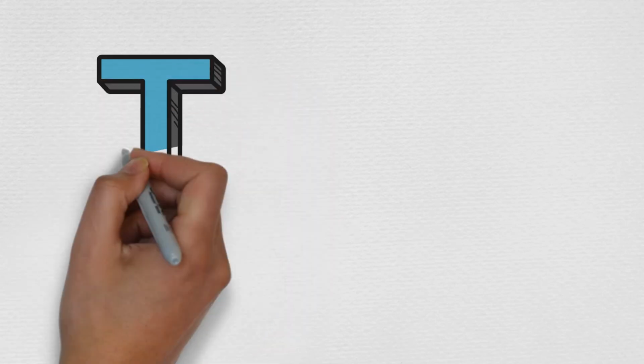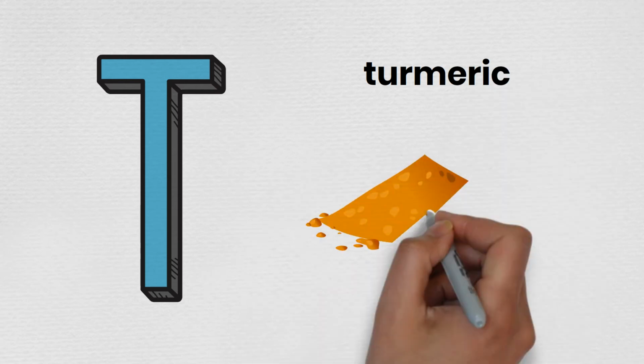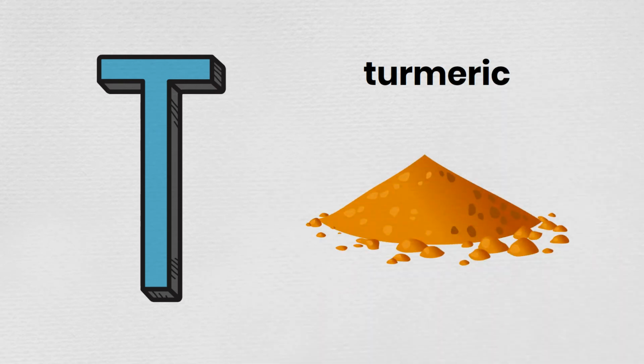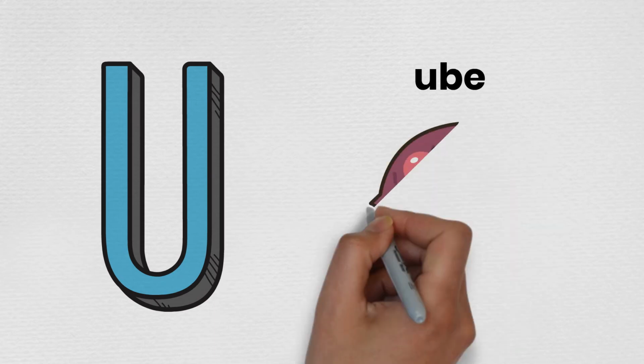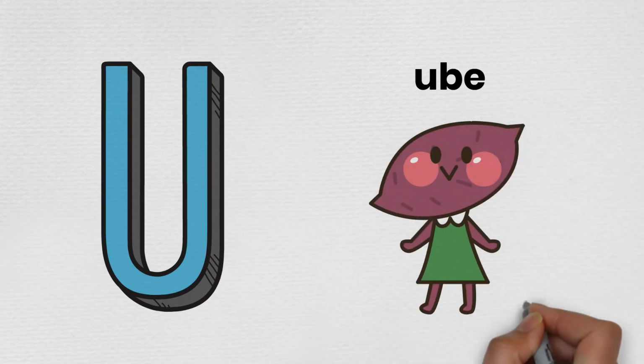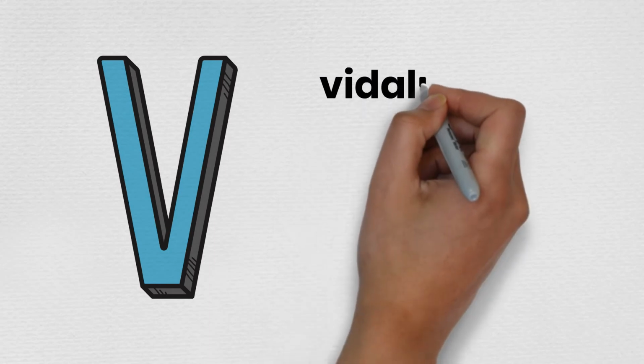T is for turmeric. U is for ubi. V is for vidalia onion.